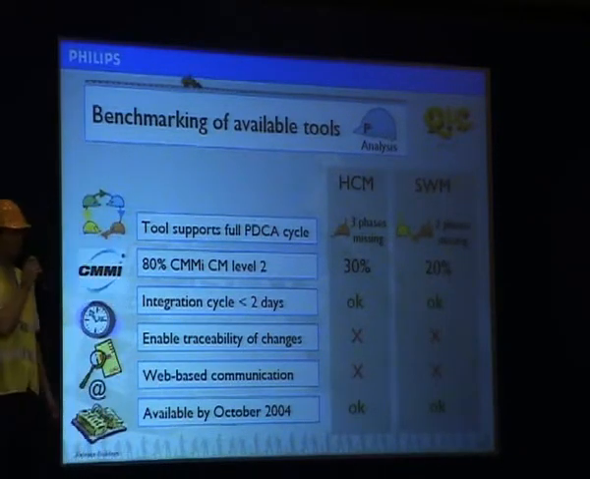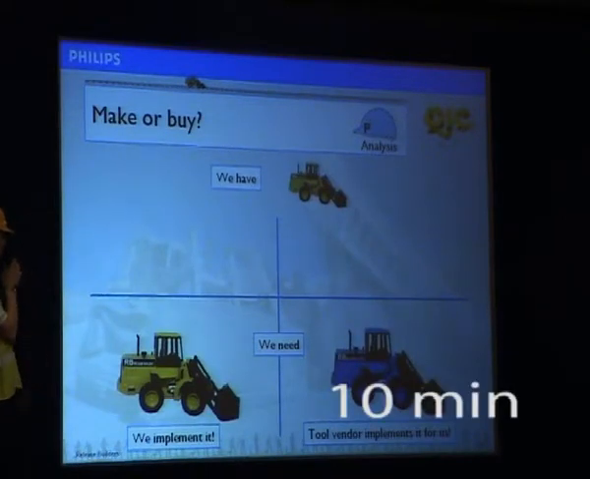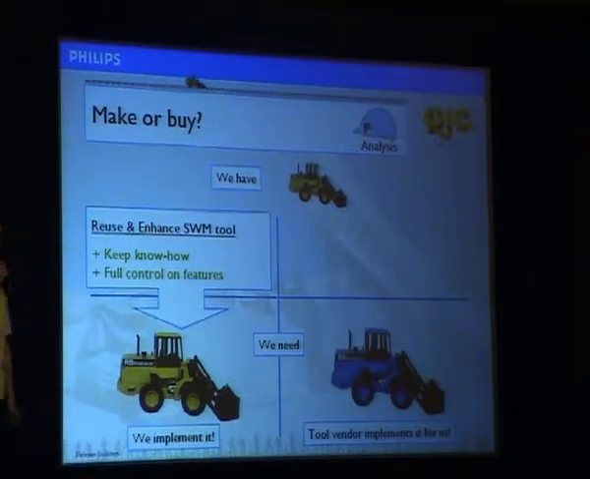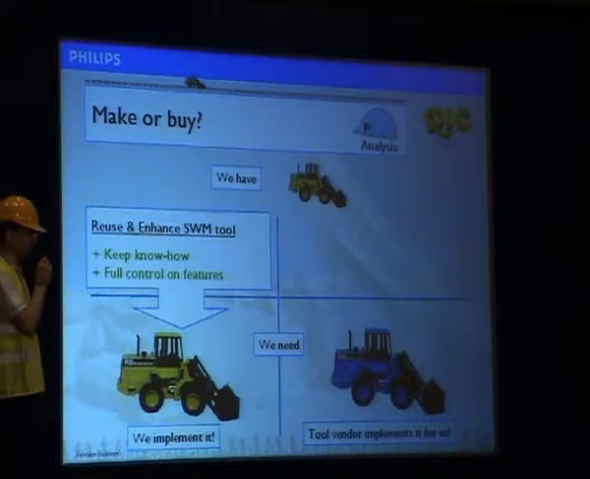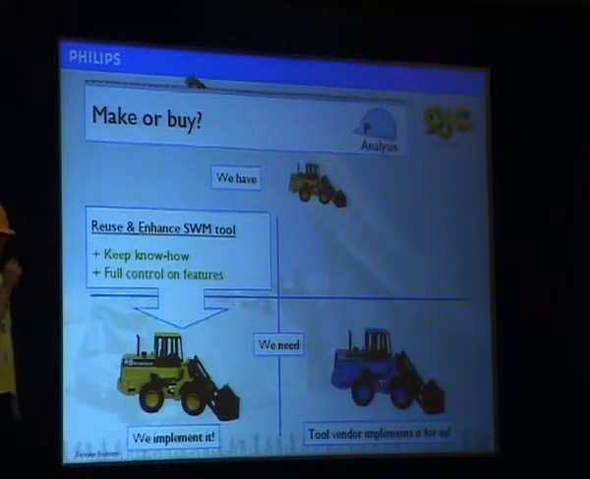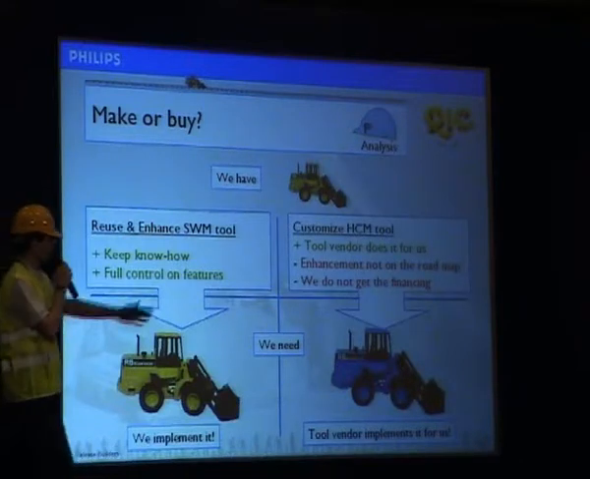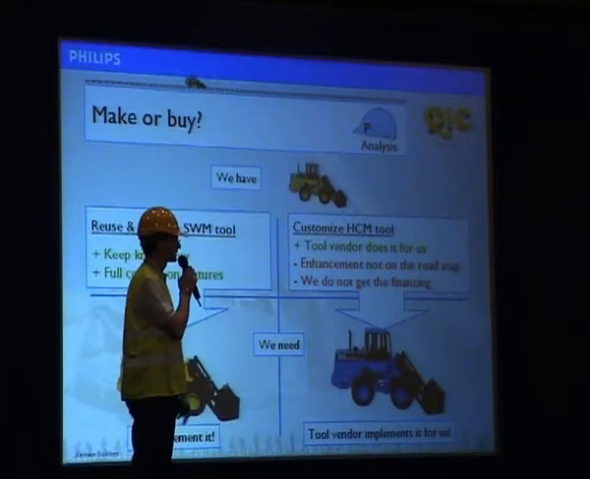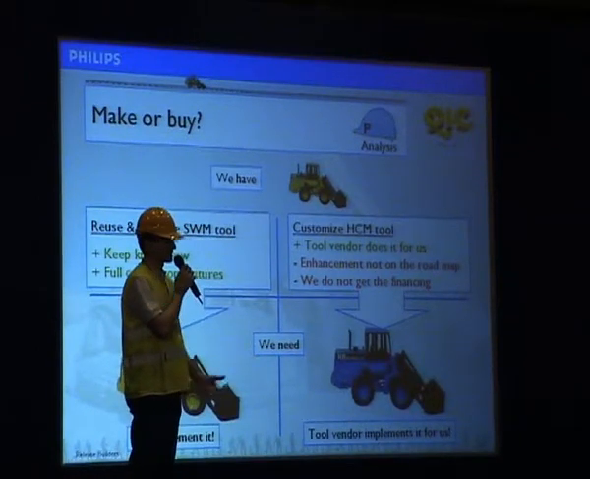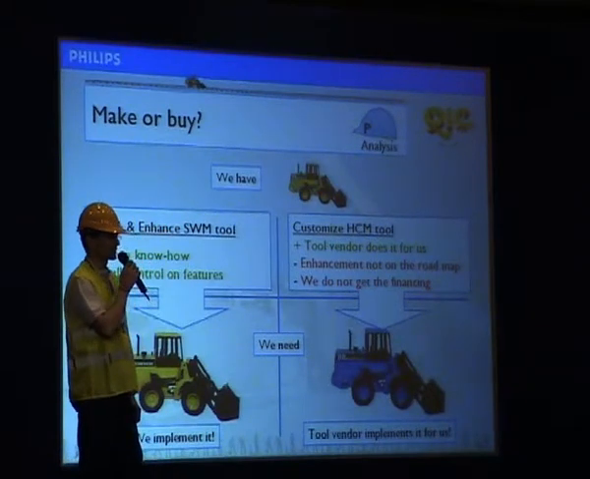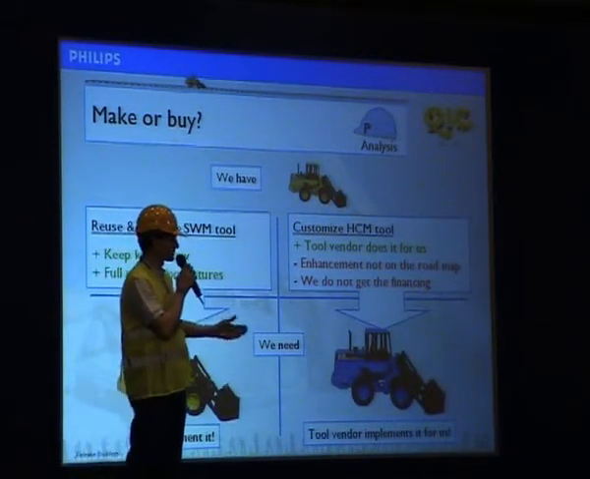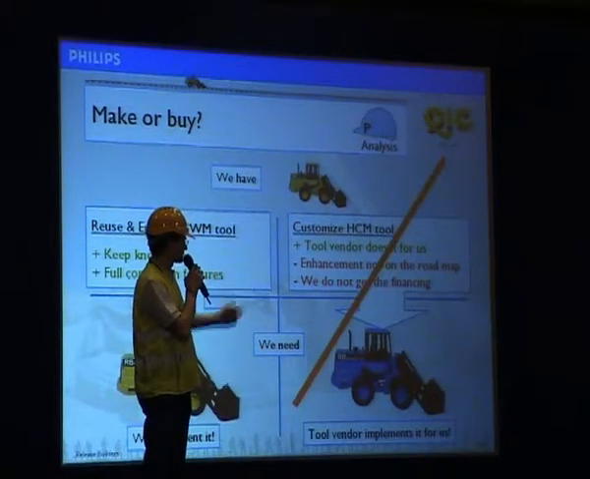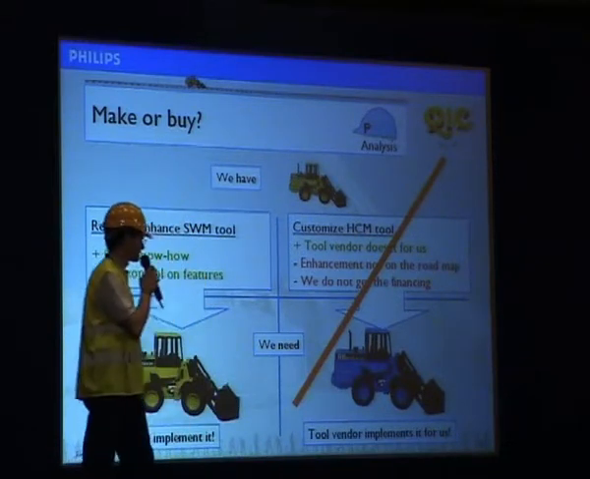So we had 2 options: either implement them by ourselves, by enlarging the feature set of the SWM tool. This has the advantage that we keep the know-how and also that we have the full control on the feature set. The other option would be that we let Synchronicity customize the HCM tool for us. This has the advantage that we don't need to care about the implementation, but as it was not on the main roadmap of the tool provider, and we do not get the financing, we had to discard this solution.